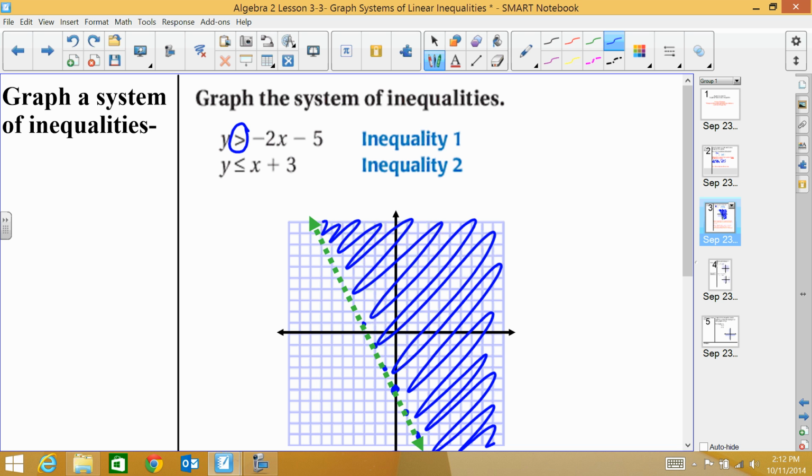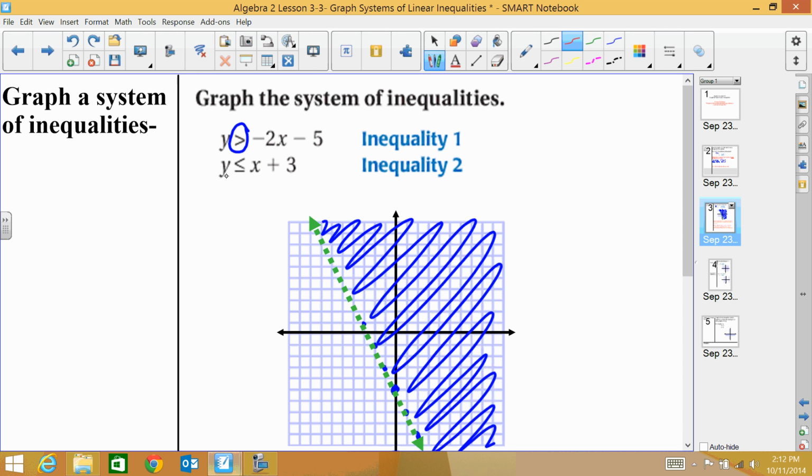Now I have another inequality in the system. This is what I propose that you do. You can either get two colors so you can see how they overlap, or when you shade, shade really lightly, and then where the shading from the two inequalities overlaps, shade that part in really dark. For the second one here, I'm going to use red.